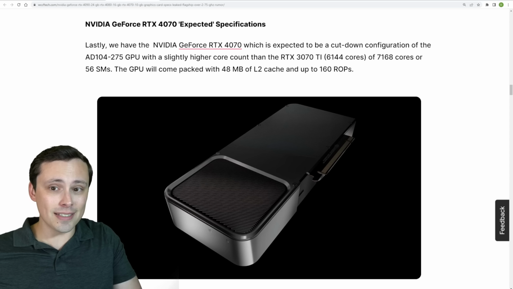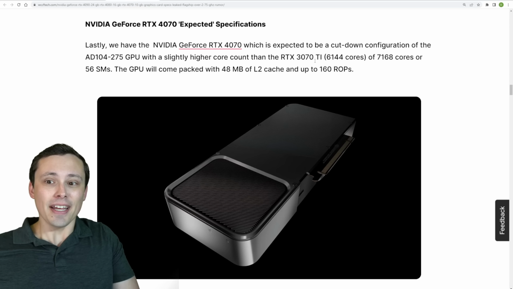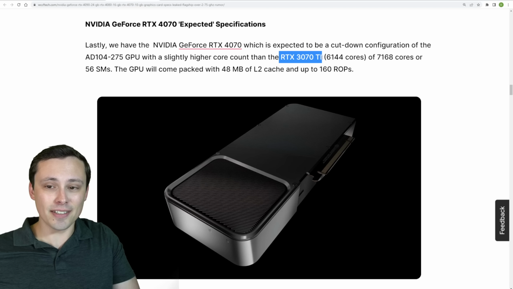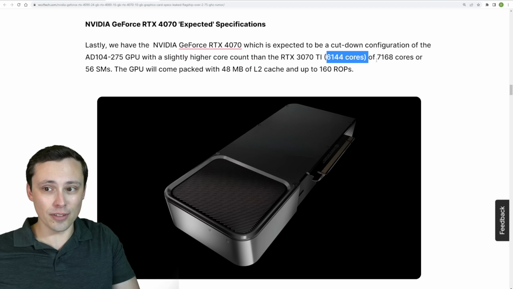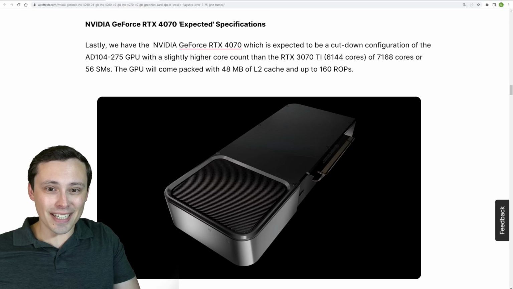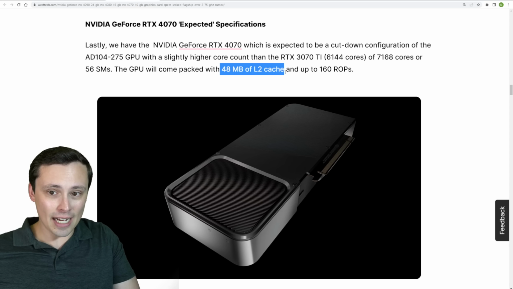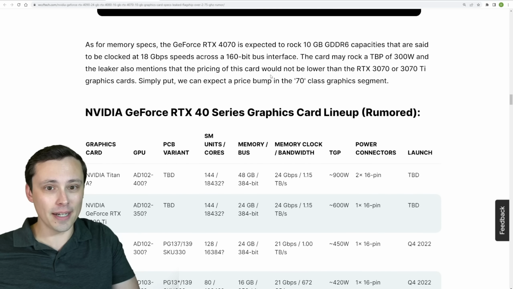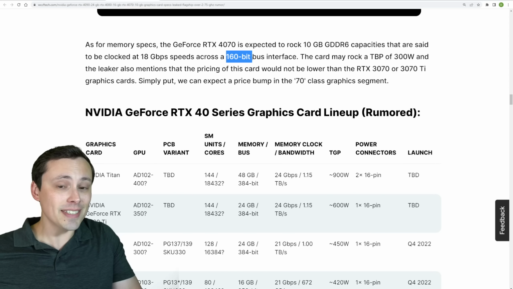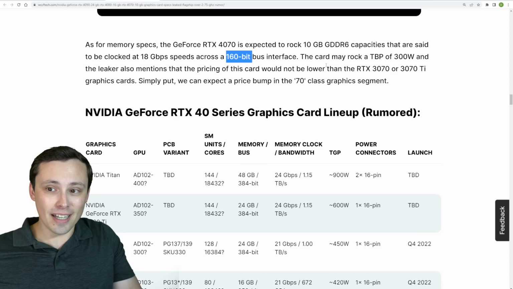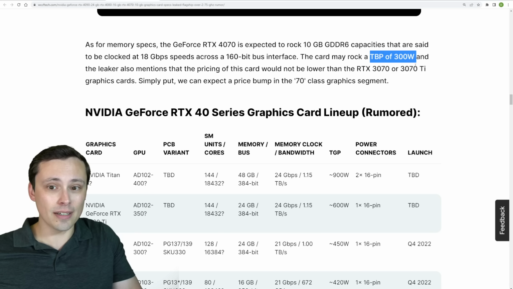Now, the RTX 4070, I think the biggest disappointment that people are seeing on this one is that it's, how should we put this, only a few more cores than the RTX 3070 Ti, which had 6,144 cores. So this is going to be 7,168 cores. So that's not that great. We're expecting the large cache, which will help because the memory bus is only 160 bits, which is not a lot. And this could be a total board power of 300 watts.